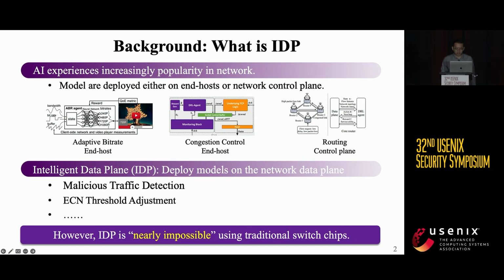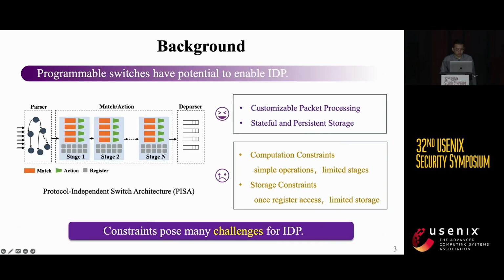However, IDP is nearly impossible using traditional switch chips because they have a specialized, protocol-defined ASIC architecture. Fortunately, programmable switches have the potential to enable IDP. It's based on the protocol-independent switch architecture. The programmable switches have two pretty cool features. They support customizable packet processing and stateful storage, but they also have some constraints, including computation constraints and storage constraints. These constraints aim to ensure high-speed traffic forwarding and pose many challenges for deploying intelligent models.